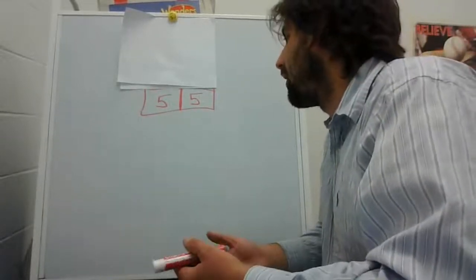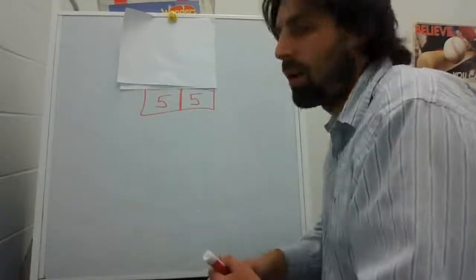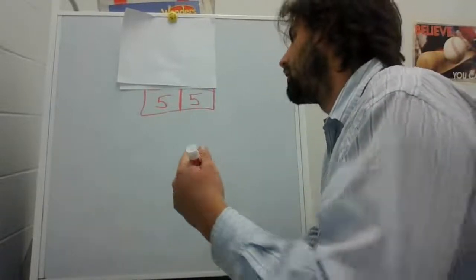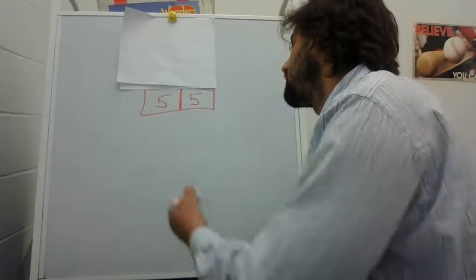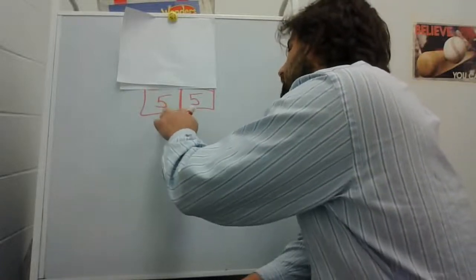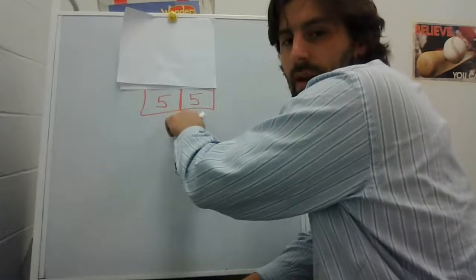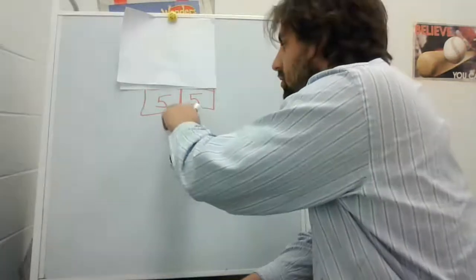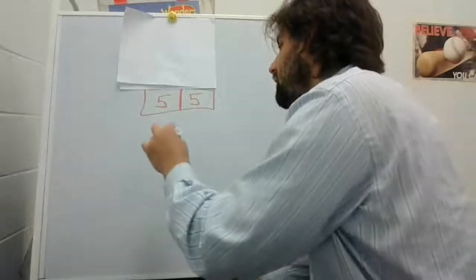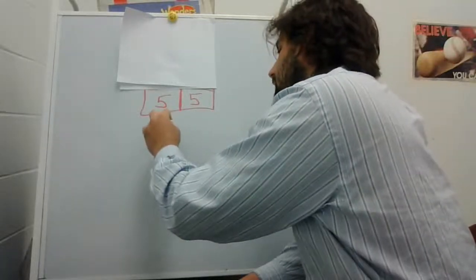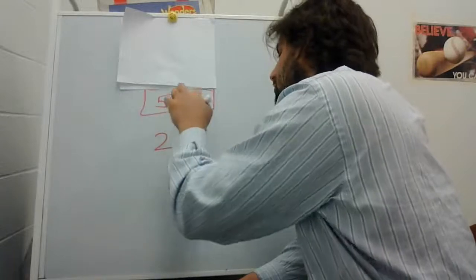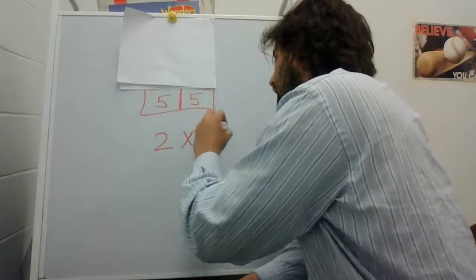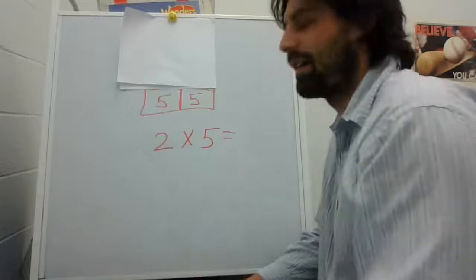All right. So now we have to write a multiplication problem for this bar model. So there are 2 groups, right? We have 2 squares, and the number in each square is 5. So the multiplication problem that would represent this is 2 times 5, because we have 2 groups of 5.